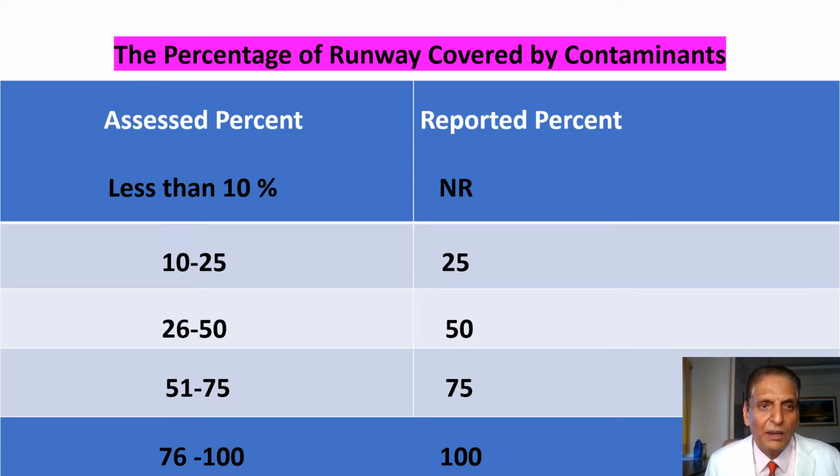In the two columns, if the assessed percent is less than 10%, then this will not be reported and NR will be added. If it is 10 to 25%, then the reported percent will be 25, whether it is 12, 14, 18, whatever it is. It will be 25, as that will be the reported percent. 26 to 50 similarly will be reported as 50%. 51 to 75 will be reported as 75%, and 76 to 100 will be reported as 100%.